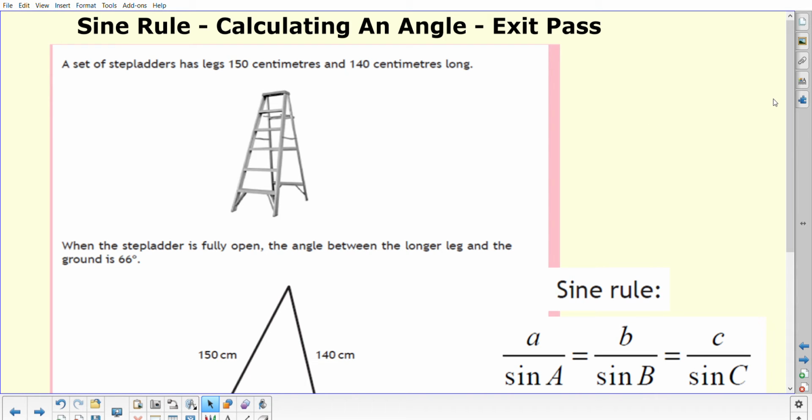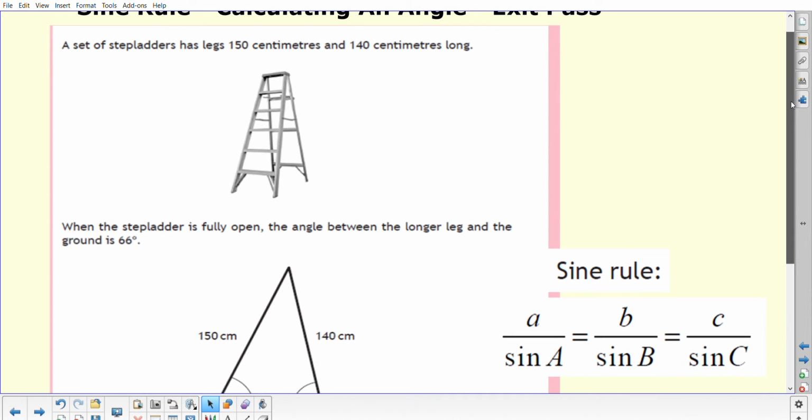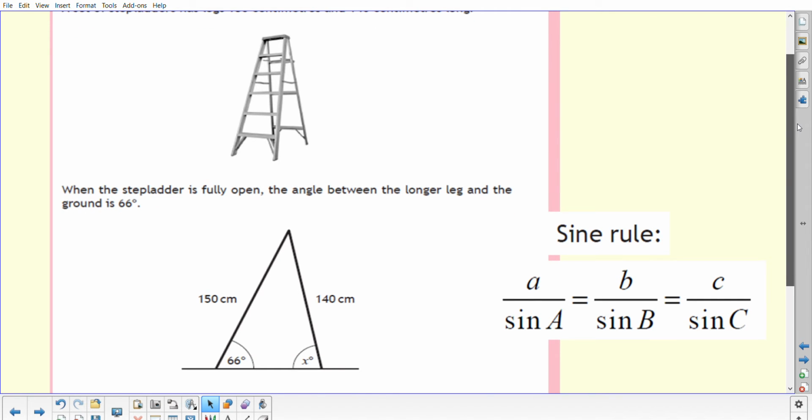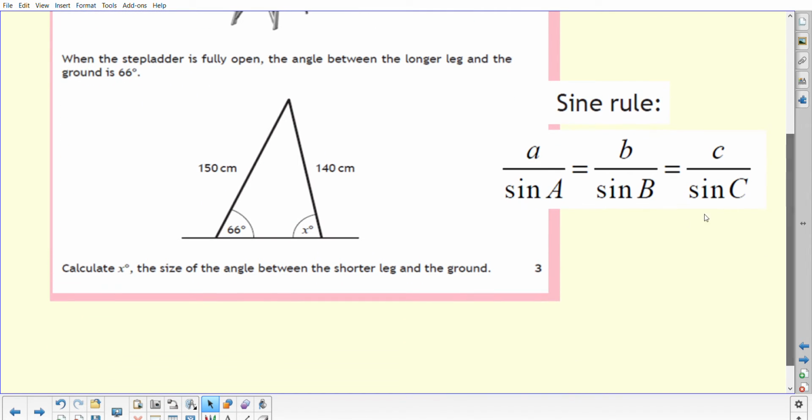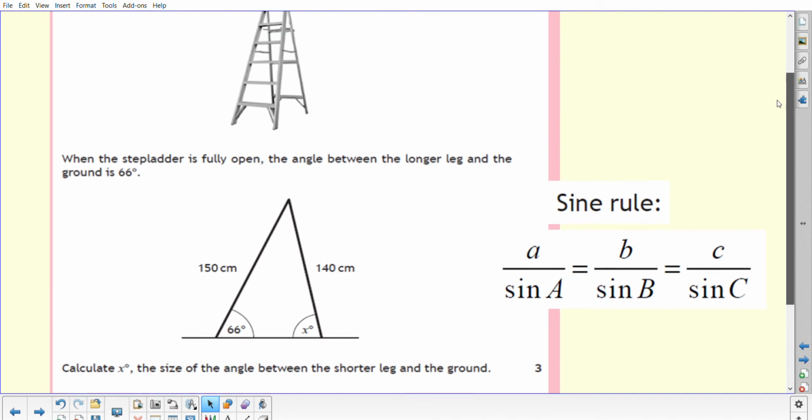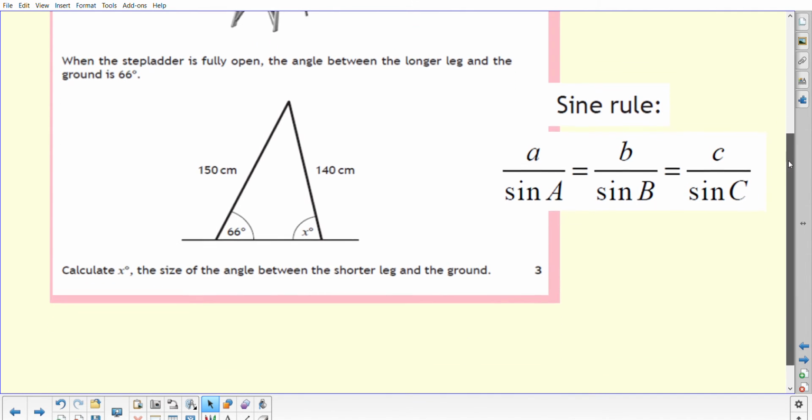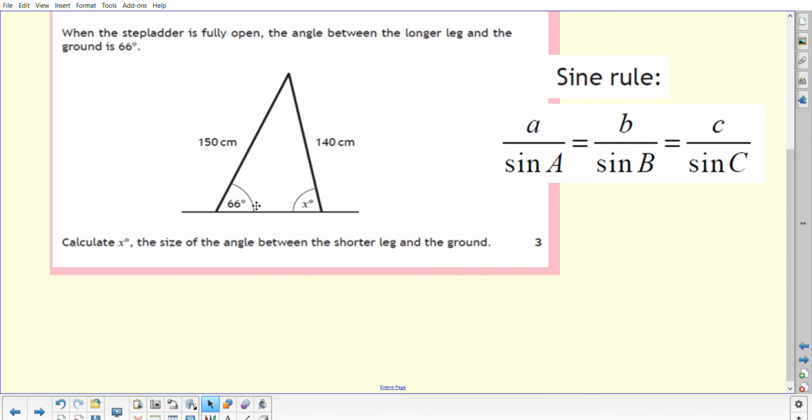So in this question, you had to calculate an angle using the sine rule this time. So the information: you've got a set of step ladders, and you have got the length of the front of the ladders and the other side of the ladders, and you've also been given one size of the angle, and you're asked to calculate this other angle.